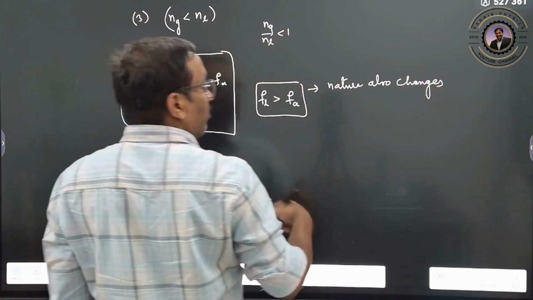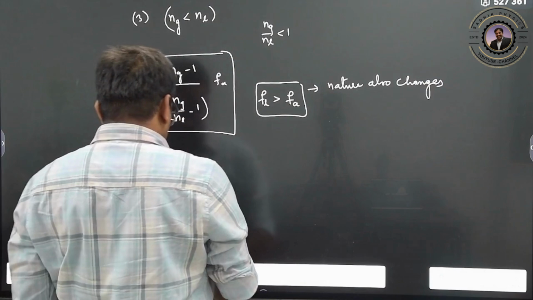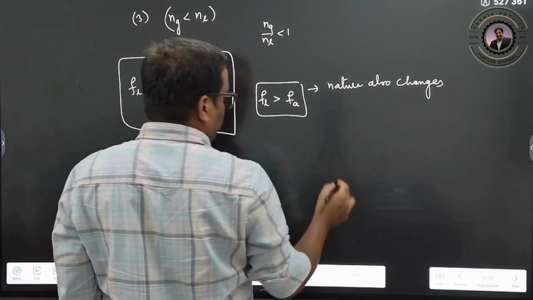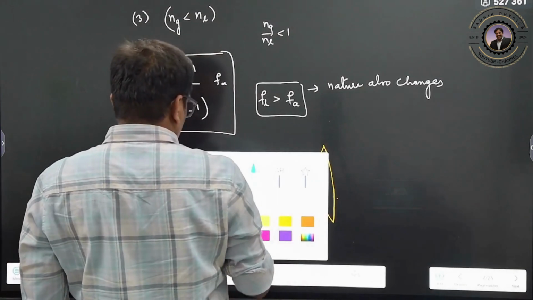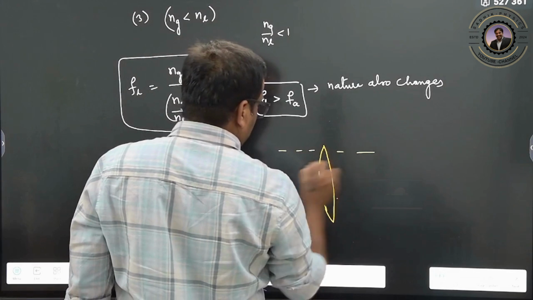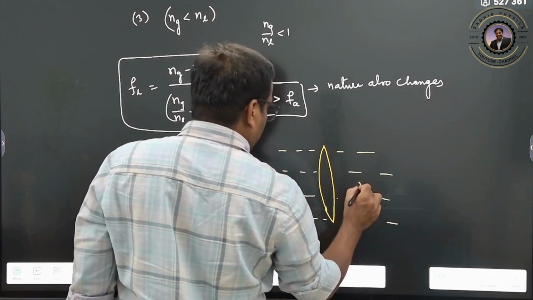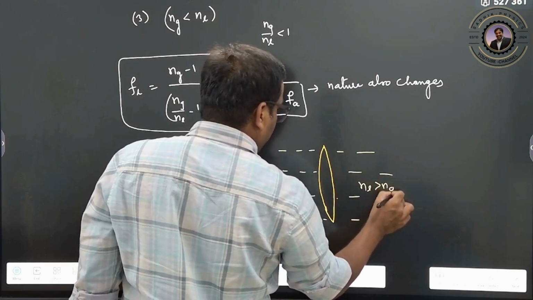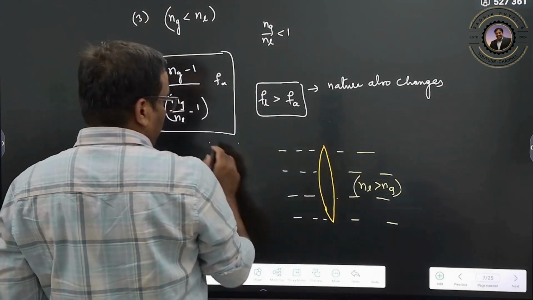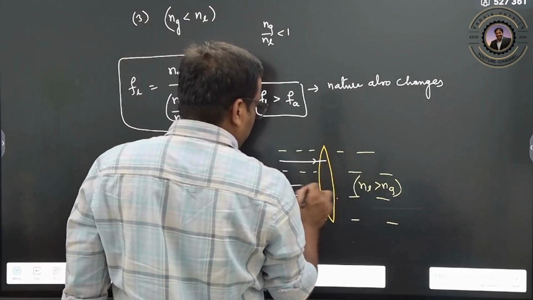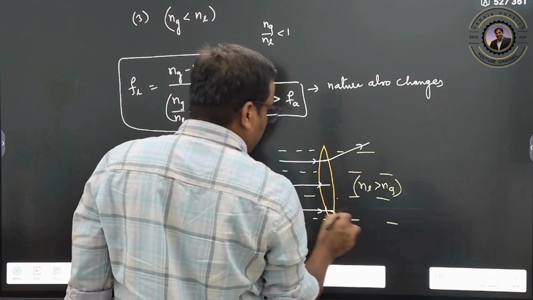That means convex will behave like a concave, and concave will behave like a convex. You understand? Suppose this is one lens, and suppose there is a liquid whose refractive index is greater than the refractive index of the glass. Now, if a parallel beam of light rays is coming and falling on this, the parallel beam will get diverged here.